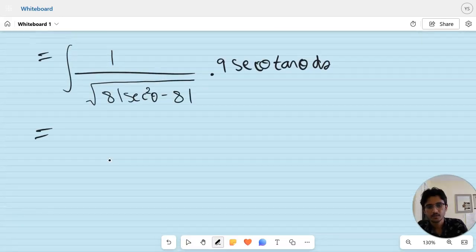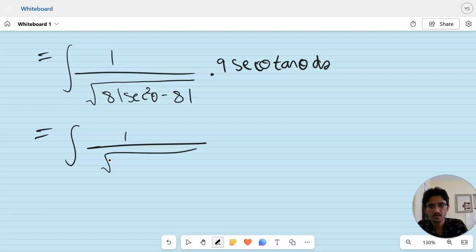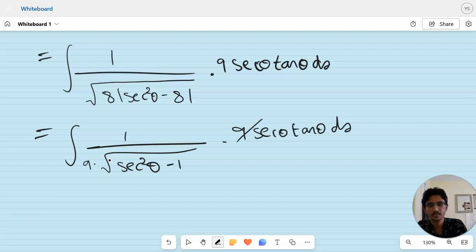Then we can simplify further by bringing 81 outside. The square root of 81, if it comes outside, is going to be 9. And we're going to be left with secant squared theta minus 1. Okay, 9 secant times 9 secant theta tangent theta d theta. The 9s are going to cancel out.